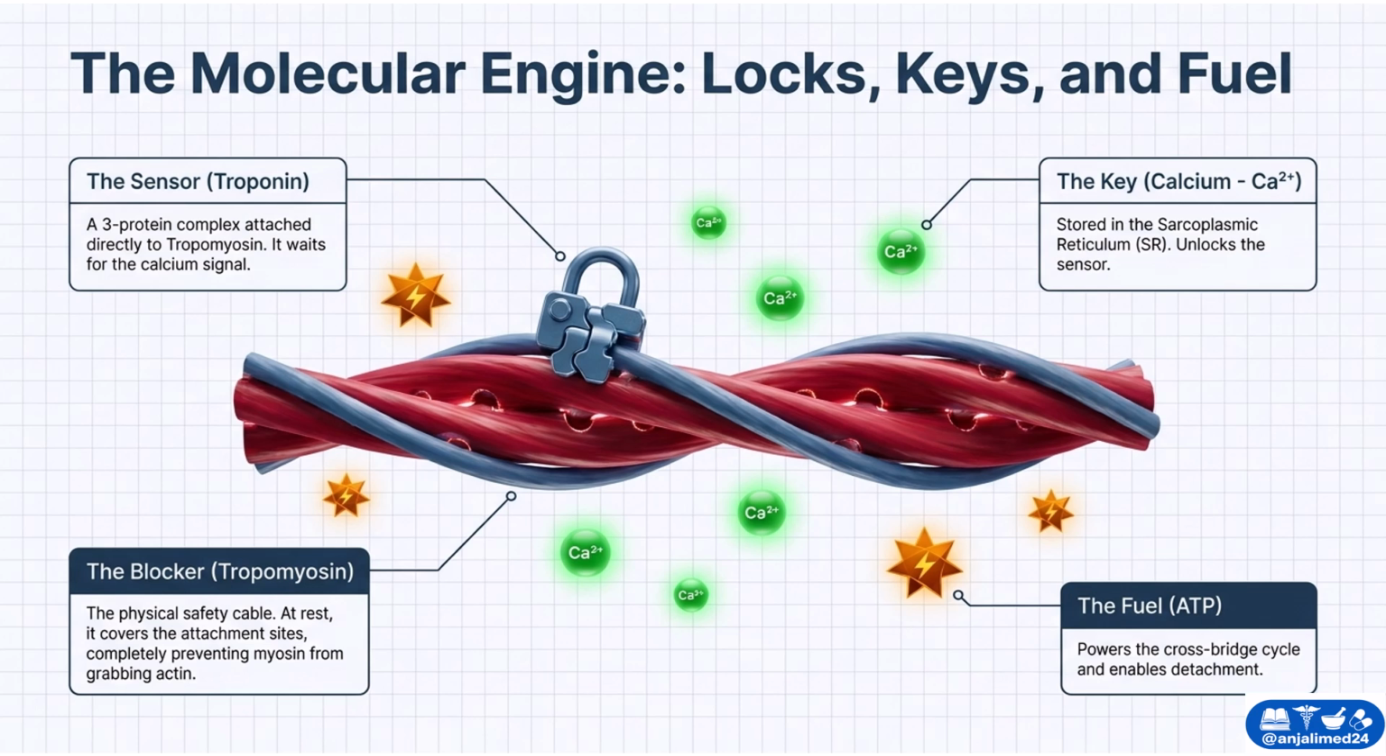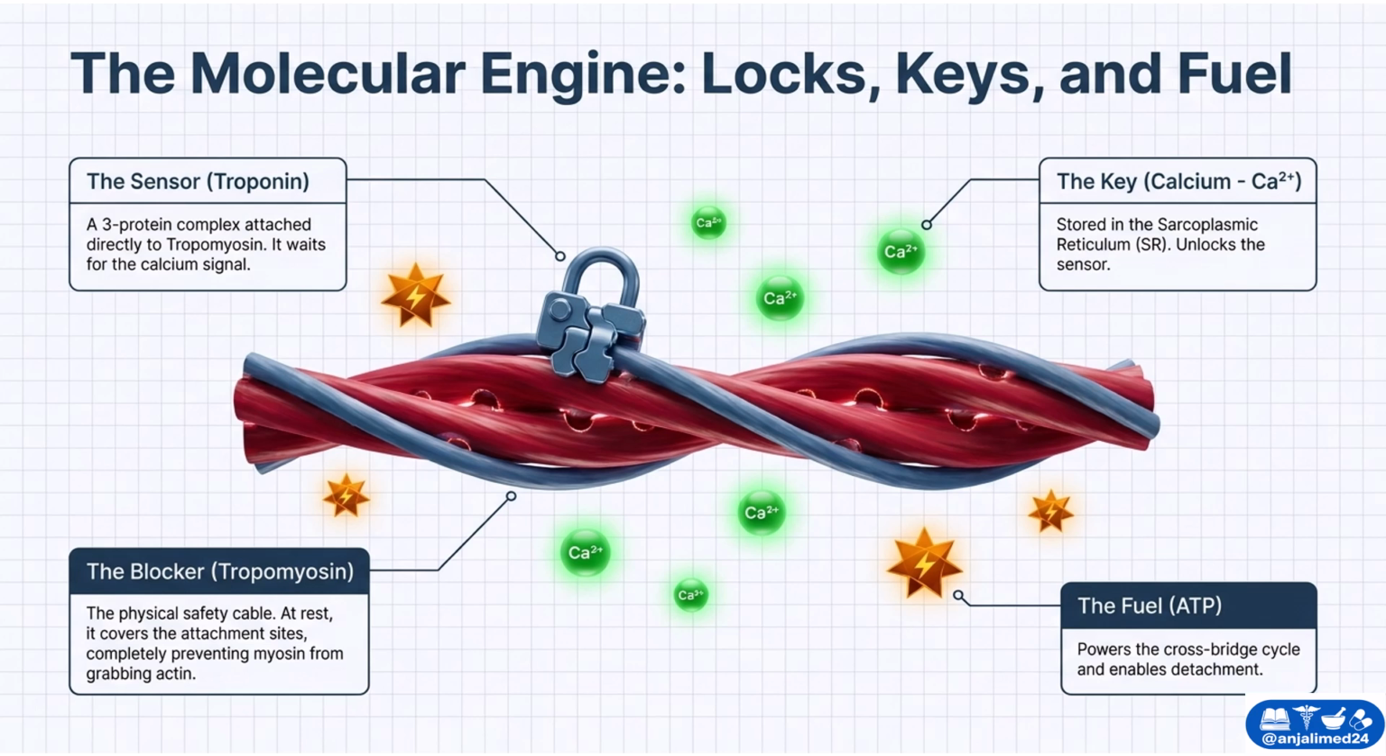Attached to the tropomyosin is another protein complex called troponin. Troponin acts as the sensor of the system. It constantly waits for the signal that contraction should begin. That signal is calcium. Calcium ions, or Ca2+, serve as the molecular key. Under resting conditions, calcium is stored inside the sarcoplasmic reticulum, which acts as the intracellular calcium reservoir. When a muscle action potential travels through the T tubules, the sarcoplasmic reticulum releases calcium into the cytoplasm.